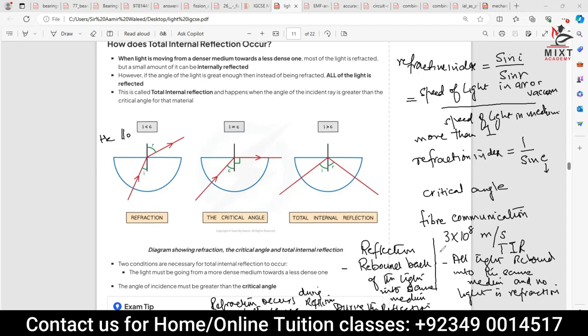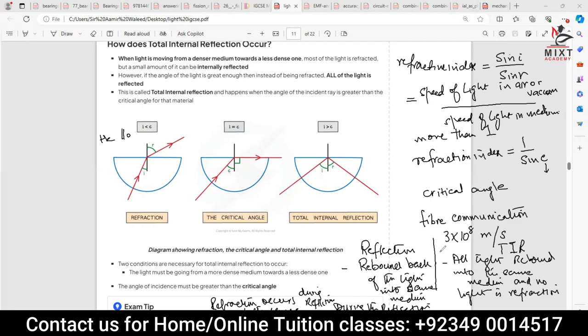See, once again. In reflection, the first point is the rebound back of the light into the same medium. But remember that while the light is reflecting into the same medium, at the same time some of the light is refracted as well. Reflection and refraction occur at the same time. If most of the light is reflected back, some of the light is refracted as well into another medium.